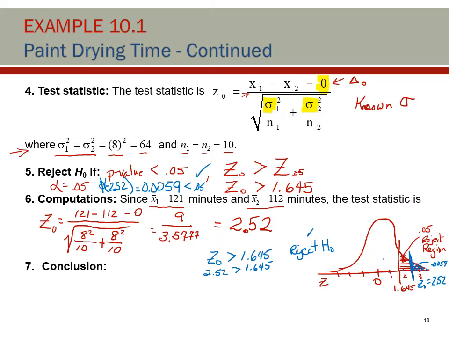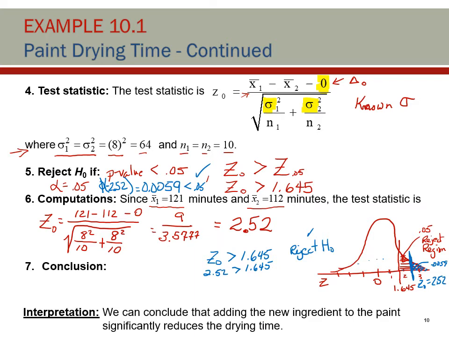So now our conclusion, we can conclude that by adding this new drying ingredient to the paint, that it does significantly reduce the drying time. There is sufficient evidence to conclude the drying time is less. All right. So I hope that one worked. You understand that problem.